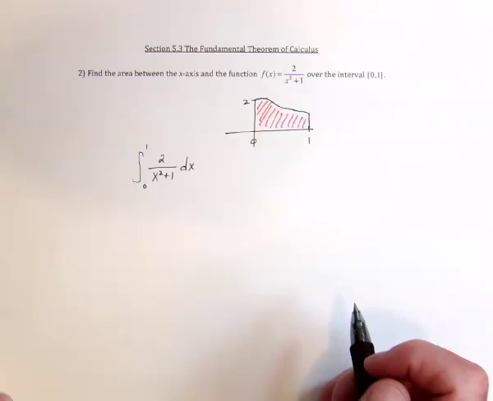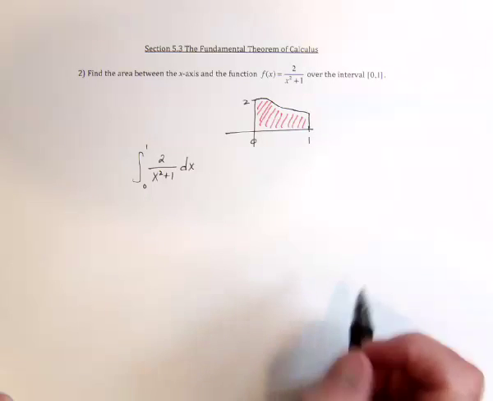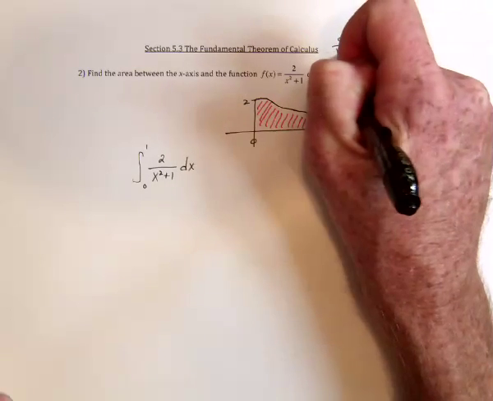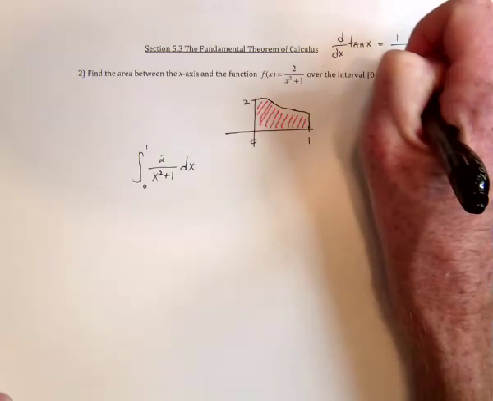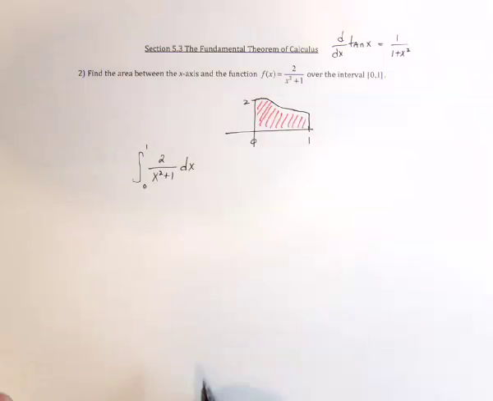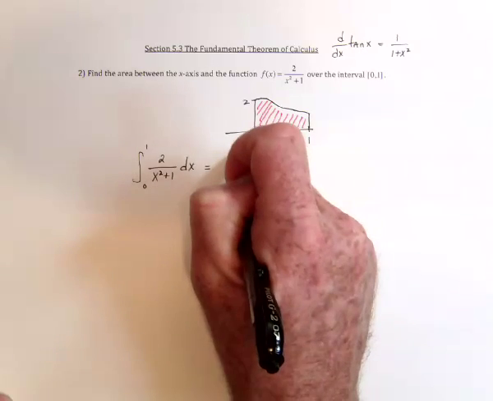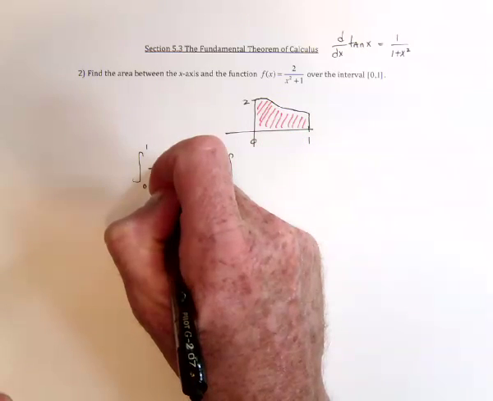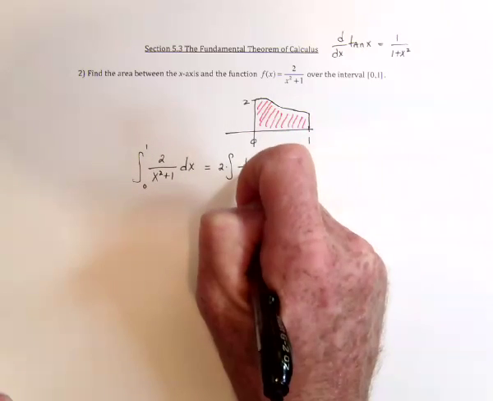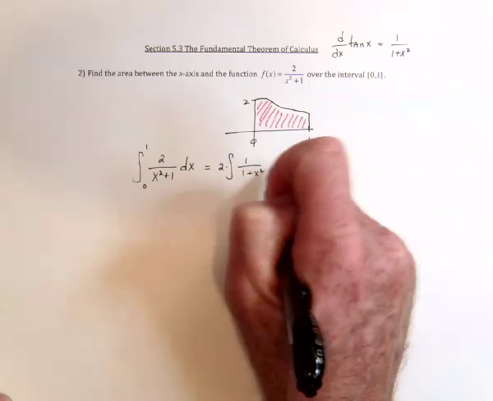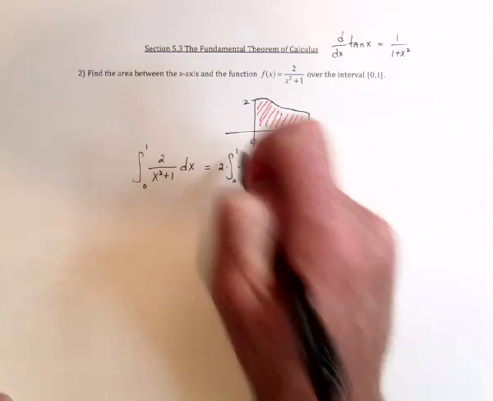So with an x squared plus 1 in the denominator, you need to recognize something like that and say, wait a second, I remember when we were doing derivatives, the derivative of the tangent of x is 1 over 1 plus x squared. Well, that's what this thing is. By the way, constants you can factor out, so multiply by 2. And it's going from 0 to 1.